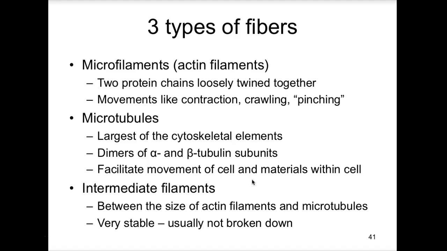or actin filaments. These are going to be two protein chains that are loosely twined together. The actin filaments are made of two strands of globular protein actin that are twisted together. They are often found in bundles or in branching networks. The actin filaments in many cells are concentrated below the plasma membrane in bundles known as stress fibers, which may have a contractile function. So there we see movements like contraction, crawling, and pinching.